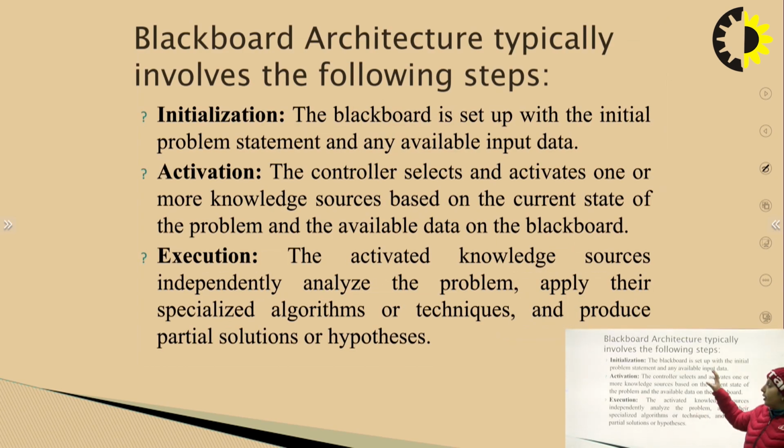So here are some of the steps that need to be followed by the blackboard architecture agent. First one is initialization, in which it initializes the problem statement and all the available inputs for solving that particular problem. Then activation, this is the state where the controller selects and activates one or more knowledge sources. Then execution, where they use the knowledge to find the solution for that particular problem.